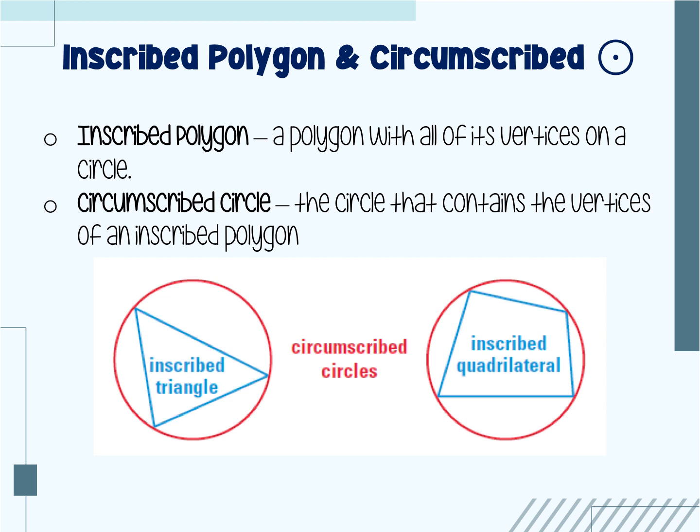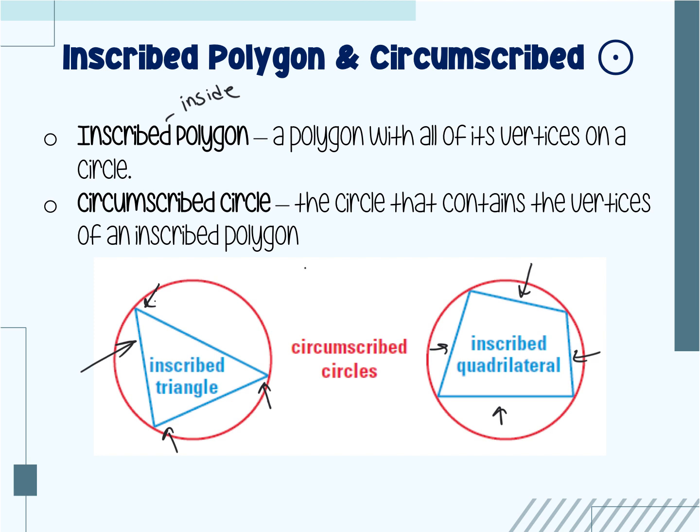So, inscribed polygons and circumscribed circles. Inscribed polygons, key important, they are inside the circle: a polygon with all of its vertices on the circle. So an inscribed polygon could be this triangle right here, because all the vertices are on the circle. And then we have the circumscribed circle, which is the circle that contains the vertices of an inscribed polygon. So the inscribed polygon is the triangle or the quadrilateral right here. And the circumscribed circle, I have a hard time saying that word, is that red circle outside of the polygons.